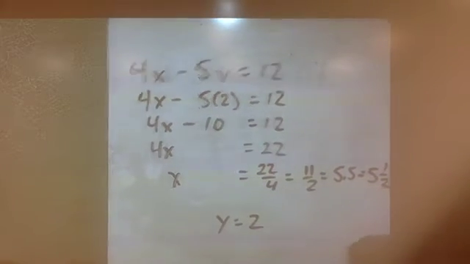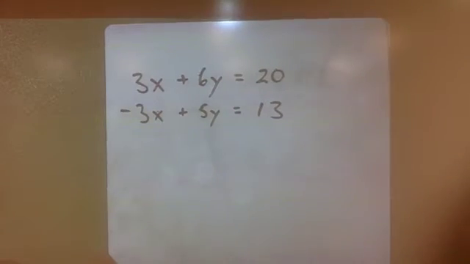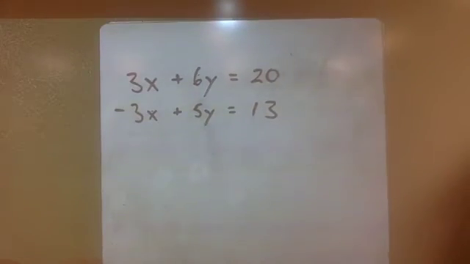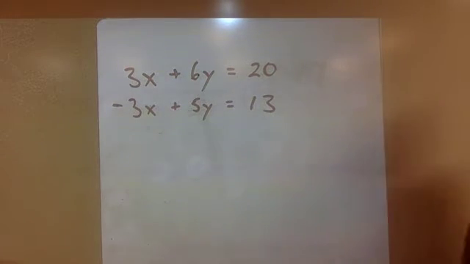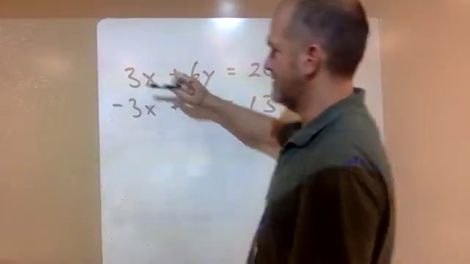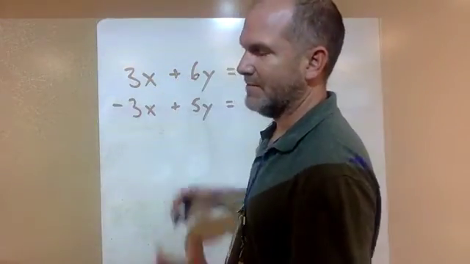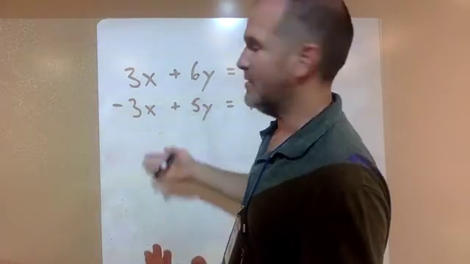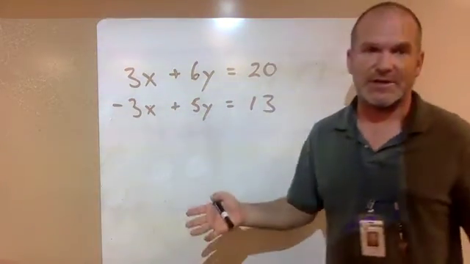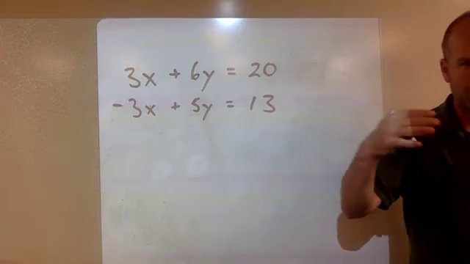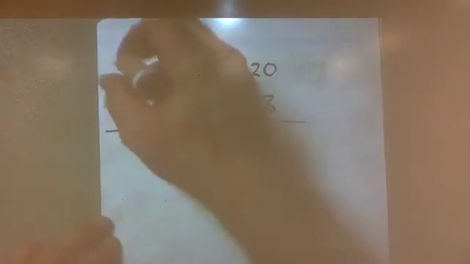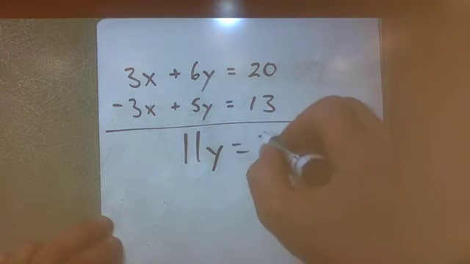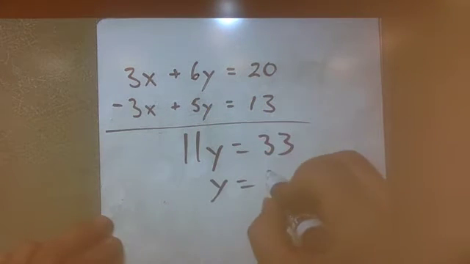Let me show you another one where you can add. Here's another one where we have the same amount of x's, 3, but one's positive and one's negative. So we're not going to subtract these equations from each other. We're going to add. If we subtracted 3 minus a negative 3, minus a negative means to add. That would be a positive 6x, and that would not eliminate the x's. When you have one positive and one negative, you have to add them together. So we add these together. The x's are gone. This is 11y equals 33, so y equals 3.